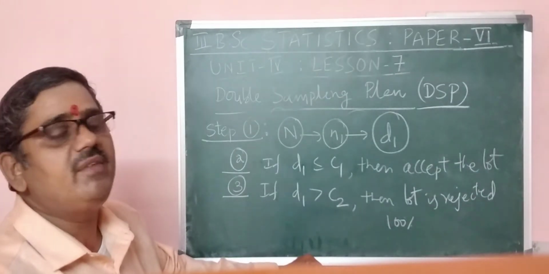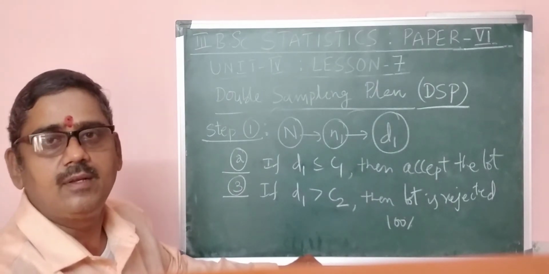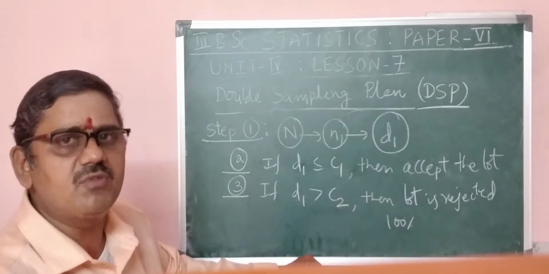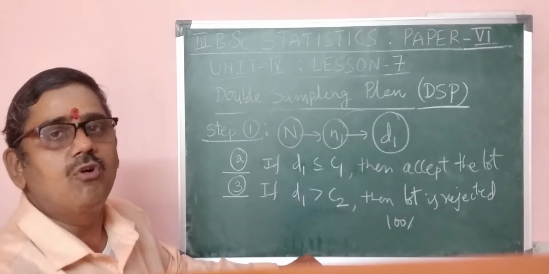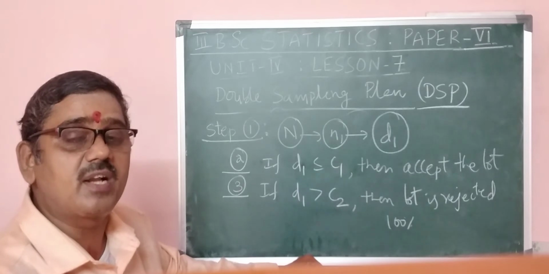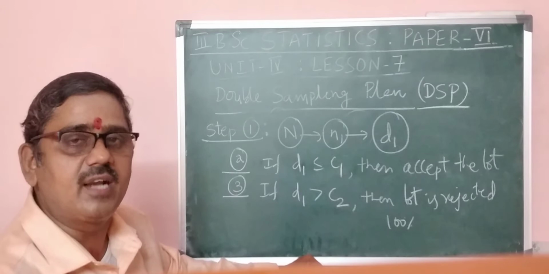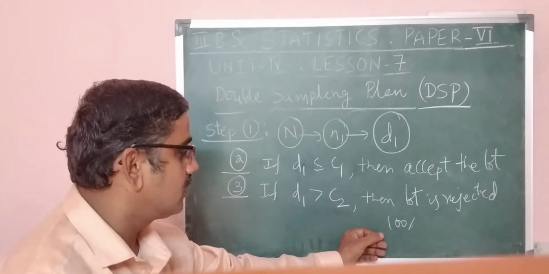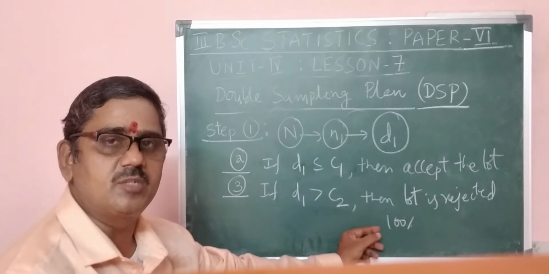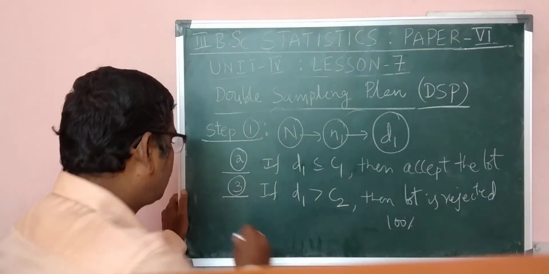And then, leaving those items, for example the 20 items that were inspected, just replace the defective items with non-defectives, and then go for 100% inspection. All remaining items in the lot are to be inspected. That is called calling for 100% inspection. Do 100% inspection. That is step 3. Come to step 4.